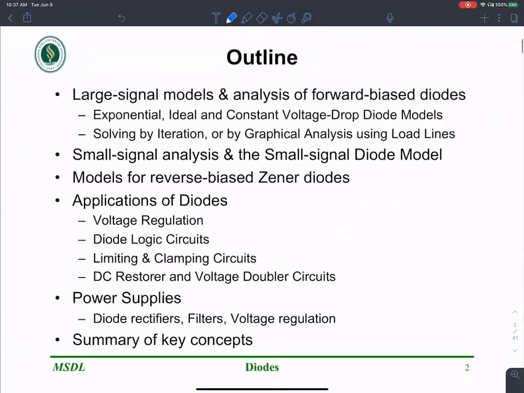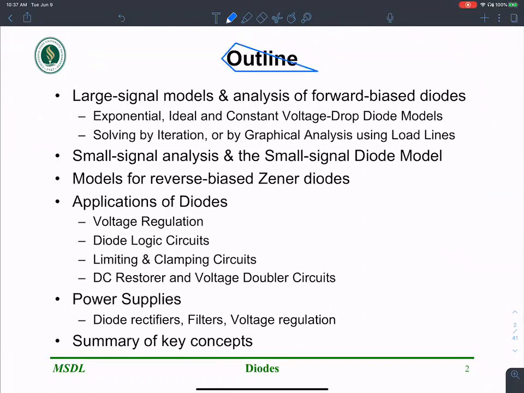So let's continue our discussion on the PN junction diodes. This is quickly what we are going to look at. We look at the large signal model and an analysis of forward bias diodes. We'll particularly look at the exponential dependence, and the ideal and constant voltage drop models. So we sometimes take into account the voltage drop across diodes, and sometimes we ignore that. As you remember, the current in a forward bias diode is dependent on the exponential of the voltage that is applied across the PN junction.